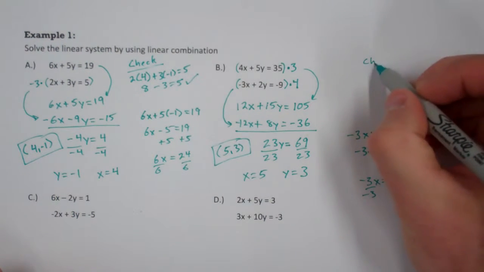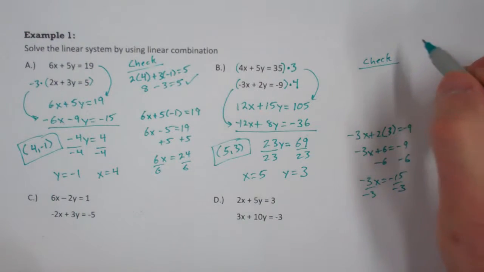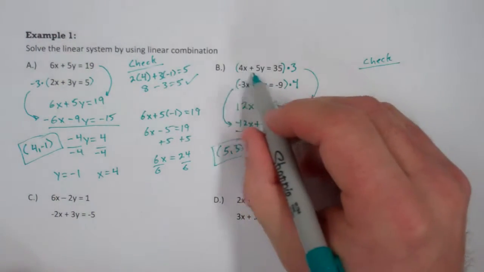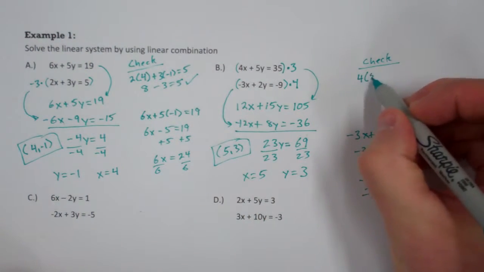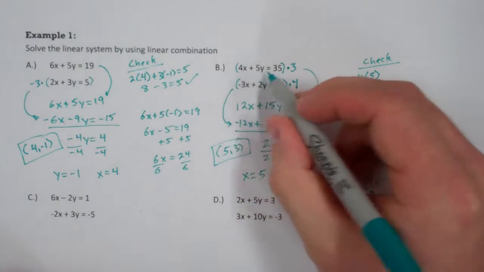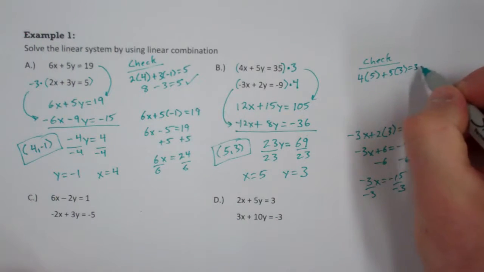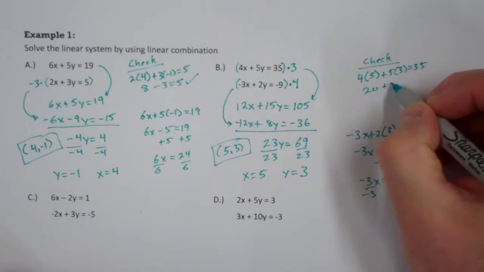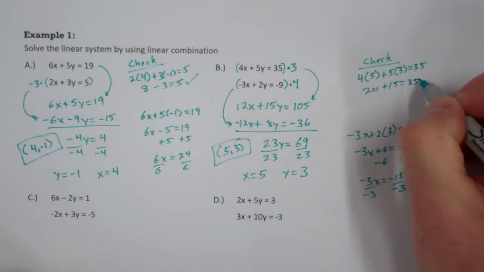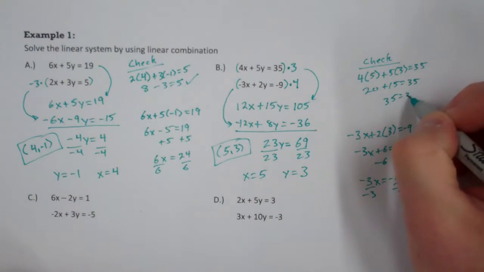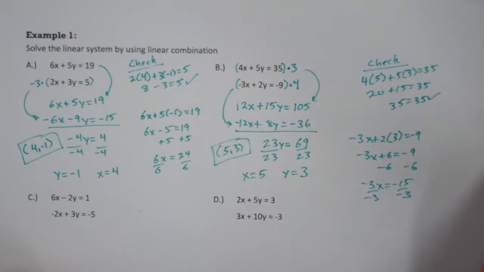We do want to check it though. So to check it, we're going to choose the other equation. We'll just substitute 5 and 3 in the appropriate places, and hopefully we get 35. So we've got 20 plus 15 is equal to 35, and that is a true statement. So that one's good.